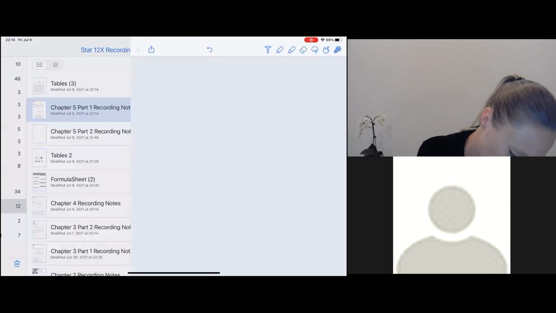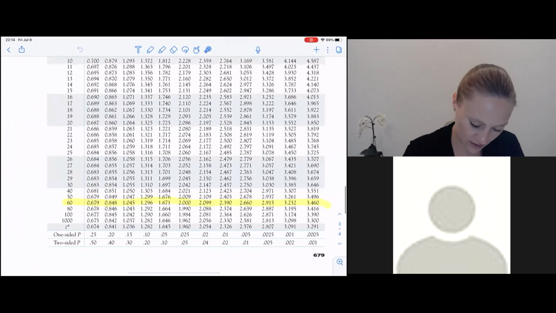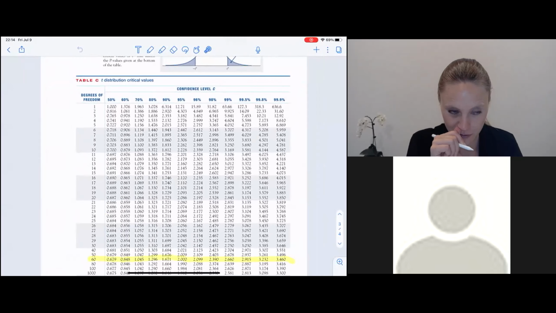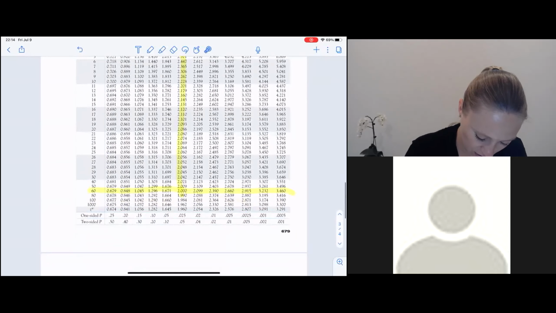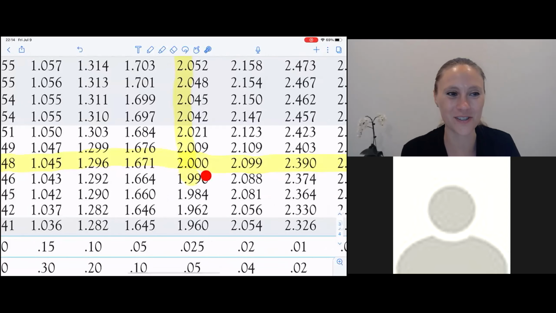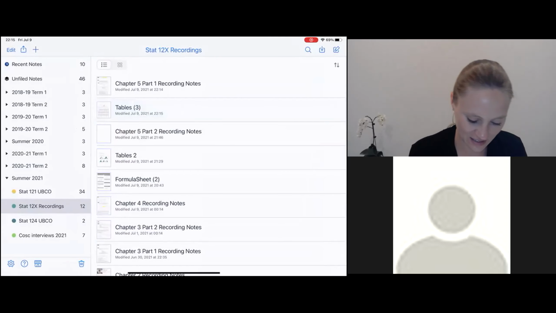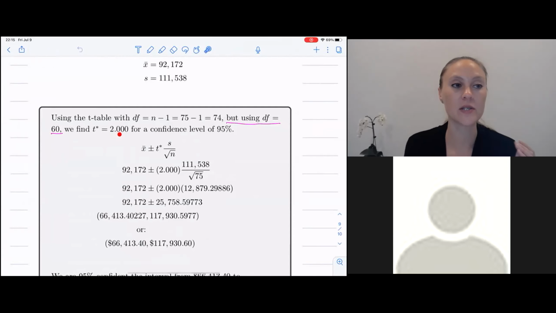Back to our tables. We've got 60 degrees of freedom, and we want a 95% confidence interval. There it is, a beautiful 2. It happens with 60 degrees of freedom, and only then. That is just beautiful. So we find our t star is 2 for a confidence level of 95%.